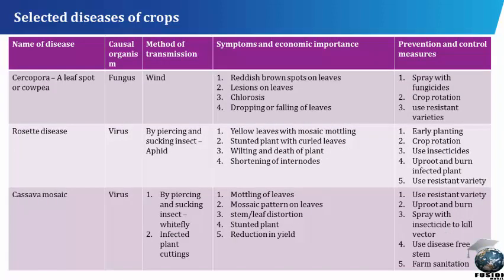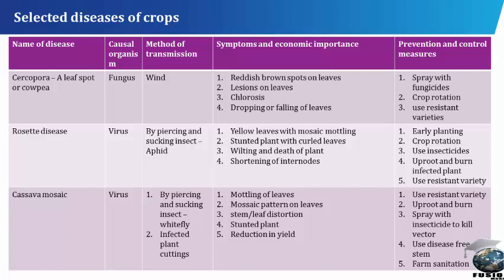4. Cercospora, a leaf spot of cowpea. Causal organism: fungus. Method of transmission: wind. Symptoms and economic importance: reddish-brown spots on leaves, lesions on leaves, chlorosis, dropping or falling of leaves. Prevention and control measures: spray with fungicides, crop rotation, use resistant varieties.